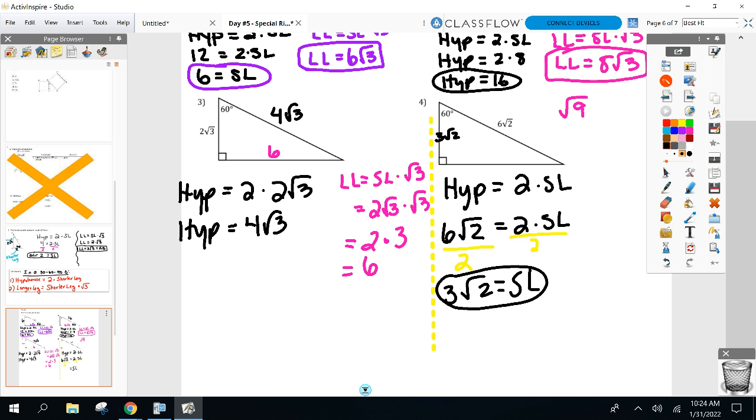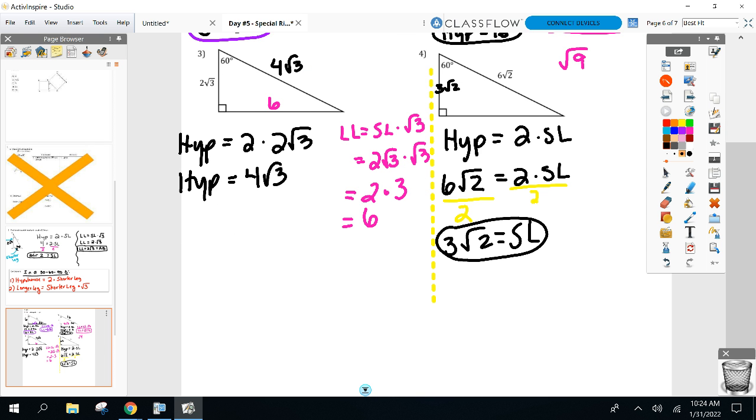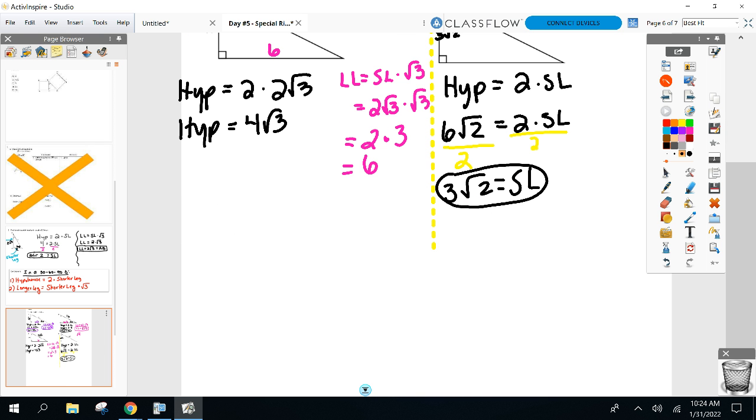Are we okay before I get to the longer leg? Just divide out 6 and 2. All right, ready for the longer leg. Let's write our rule. Shorter leg radical 3.